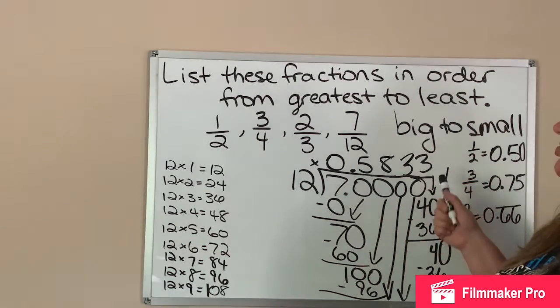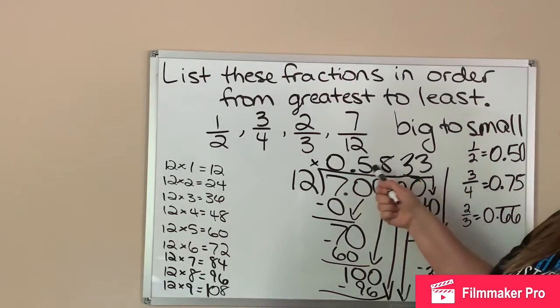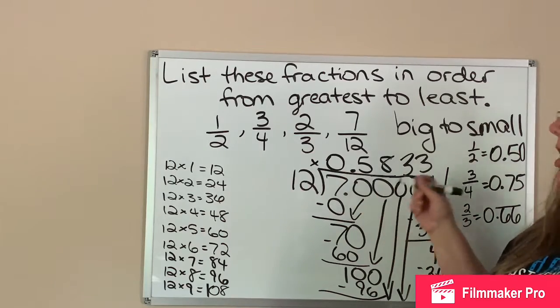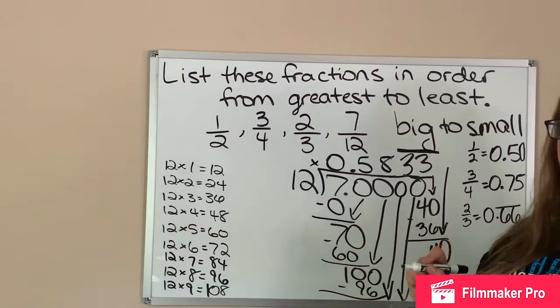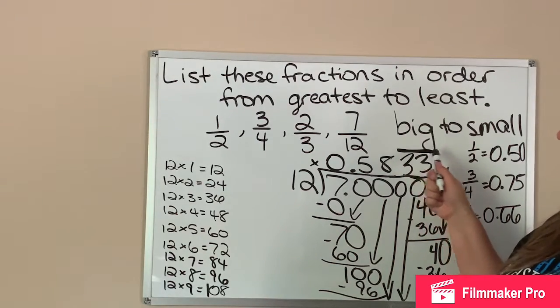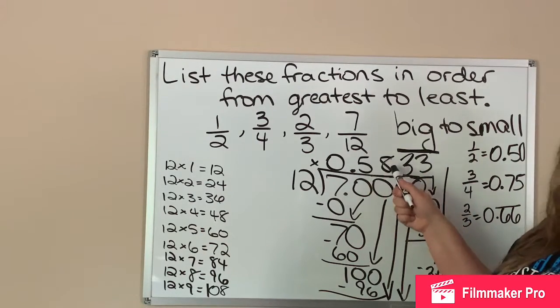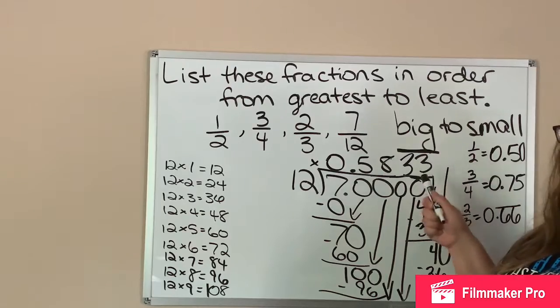Now, what you need to know is this whole number right here is not repeating. Only the 3's are repeating. So my repeating bar is not going to go over the 5 and the 8. It's only going to go over the 3's.